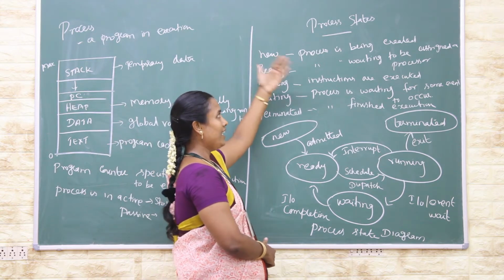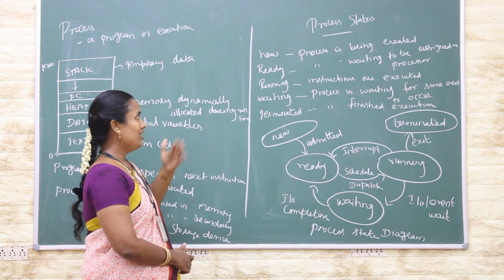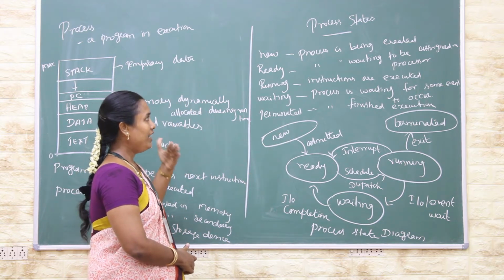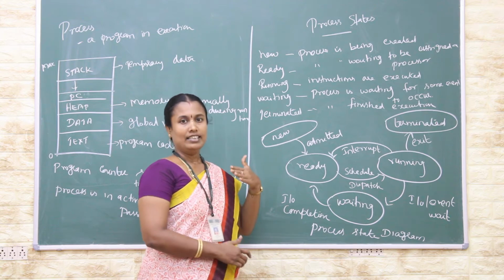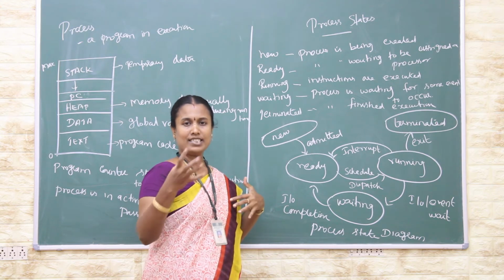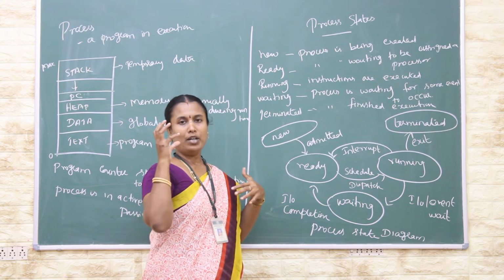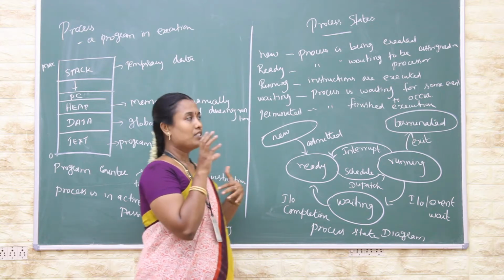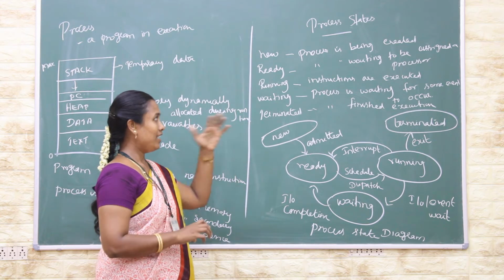A process is being created. That can be called the new state. Then ready. Ready means the process is waiting to be assigned to a processor. That means a process is ready but the processor is not free. So at that time we can put the process in the ready queue. That's why the process is waiting to be assigned to a processor.